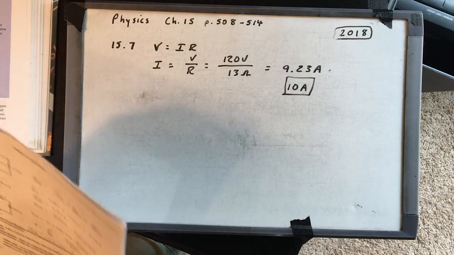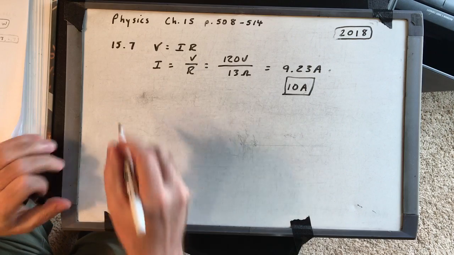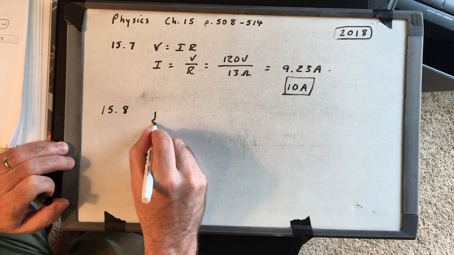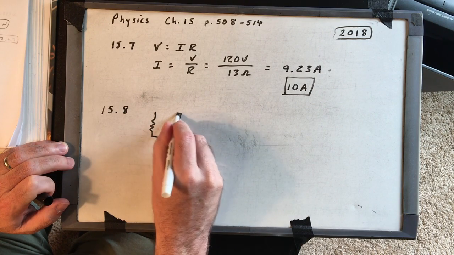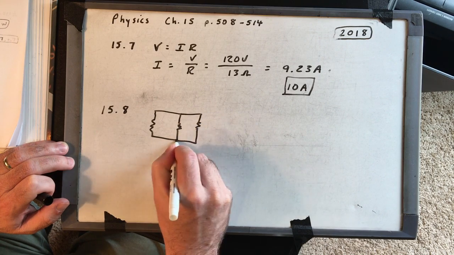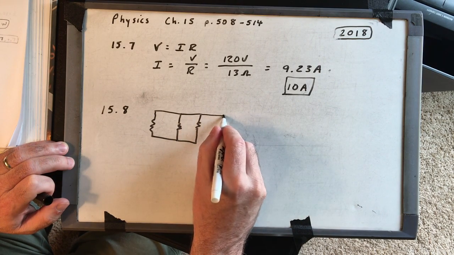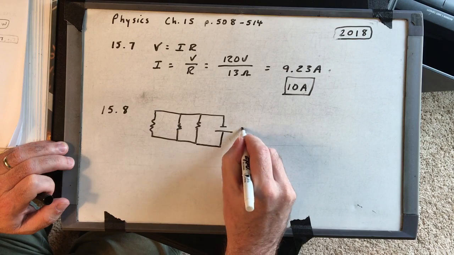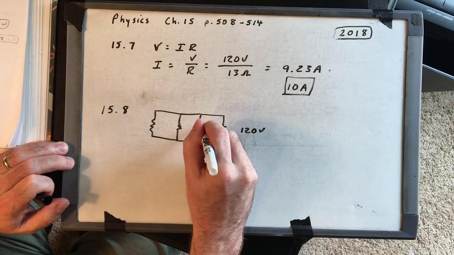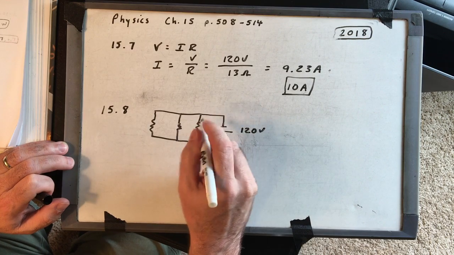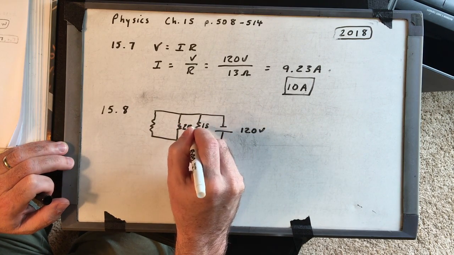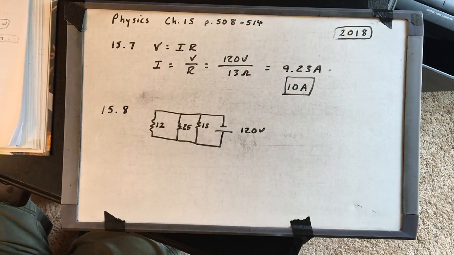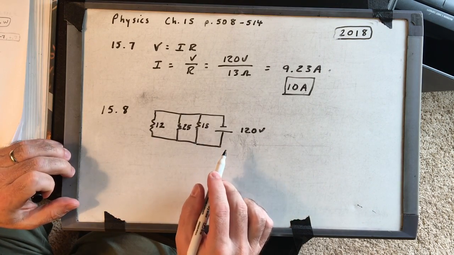All right, 15.8. In 15.8, it asks us to calculate the power. And I'll just draw this real quick. All right, so we've got 3 resistors in parallel, and our voltage source is 120 volts. We've got 15 ohms, 25 ohms, and 12 ohms for each of the resistors. So hopefully you can tell that those are wired in parallel.